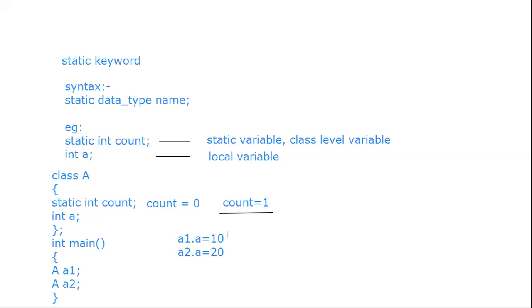Is it at least clear? Yes, what is meant by static variable and local variable? Okay, I will give one more example.